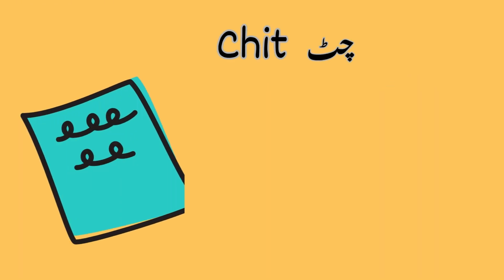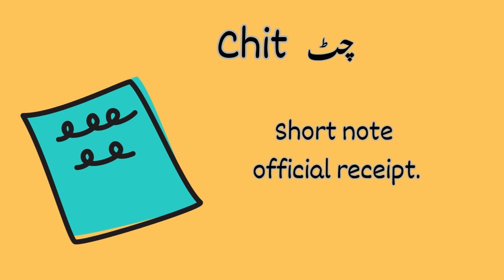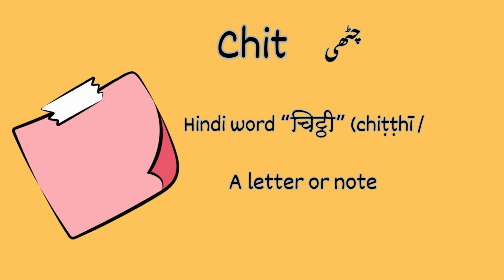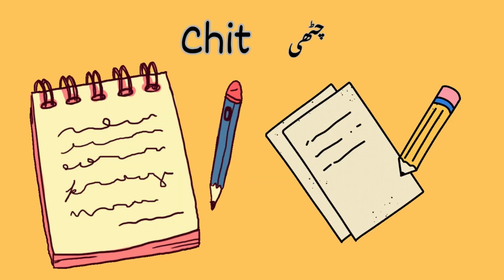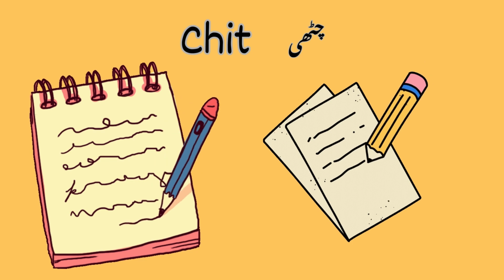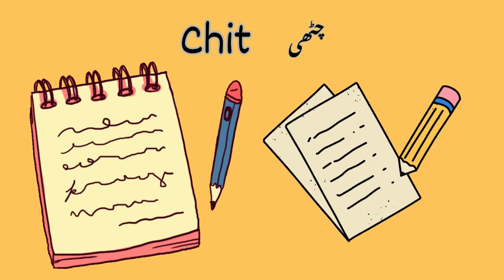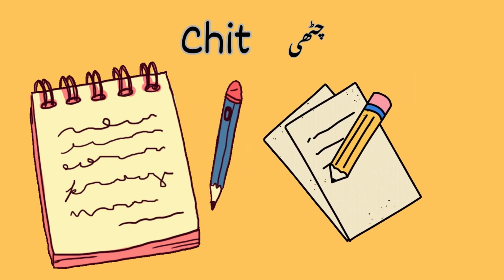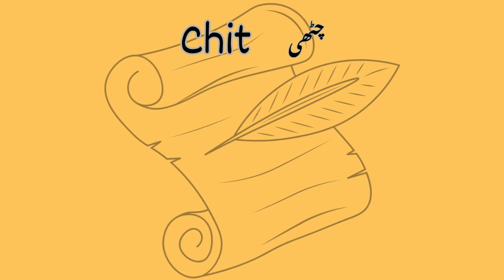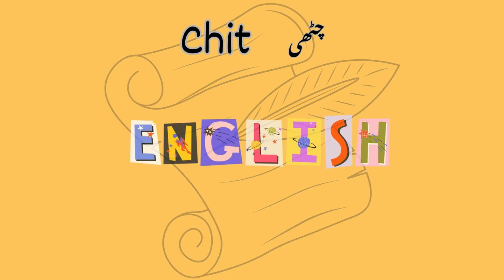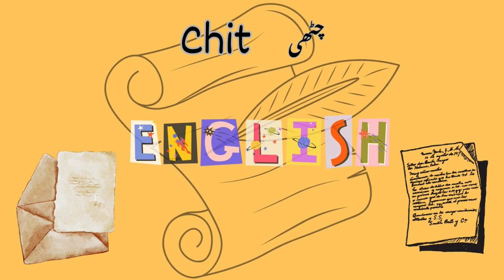Chit. In English, a chit is a short official note, receipt, or letter. It comes from the Hindi word chitti, which also means a letter, note, or a written message. In both languages, the word refers to a small, often informal written document used for communication or record keeping. The word chit entered English in the 18th century during the British occupation of India, when handwritten notes were a common part of local and colonial administrative systems.